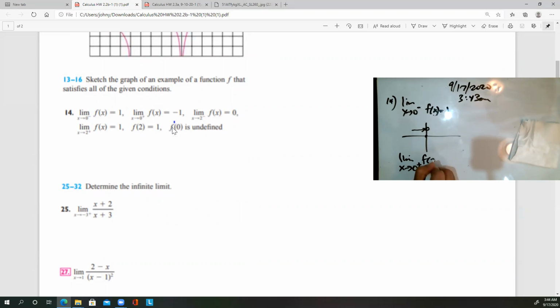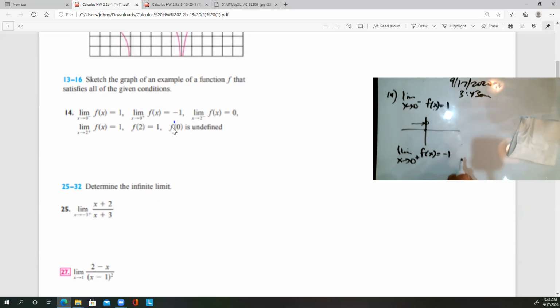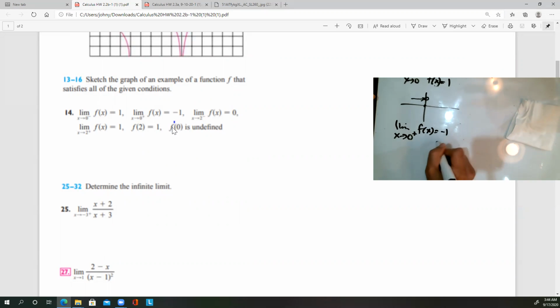The second one, the limit as x approaches 0 from the right of this function is equal to -1. So how will we graph that one? As it approaches 0 from the right this way, my y value is going to be -1. So I could draw it this way. You could draw it this way or this way. It doesn't really matter. I just like to draw it this way. Okay? So you can get rid of some of these.